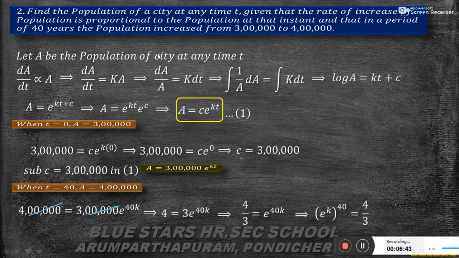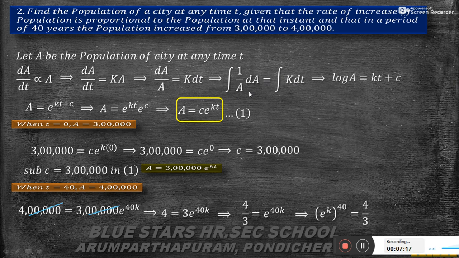Let A be the population of the city at any time t. So dA by dt is proportional to A, which implies dA by dt equals kA. Now I write dA by A equals k dt, cross multiplying. After that I take the integration on both sides: integral of 1 by A dA equals integral of k dt.